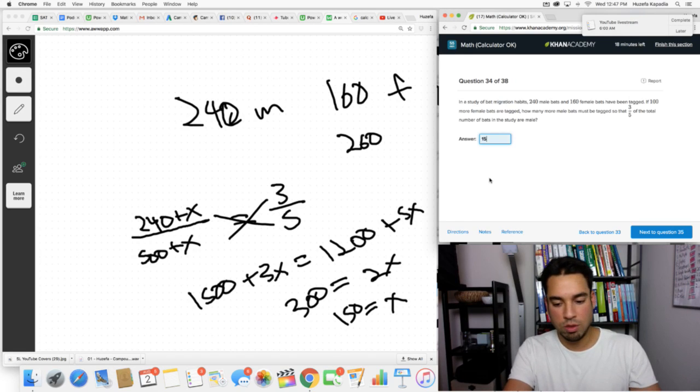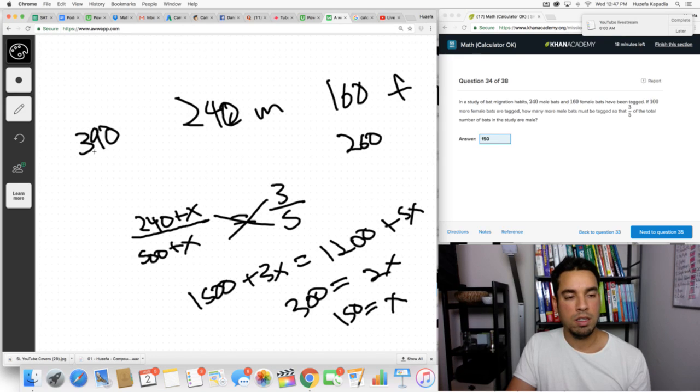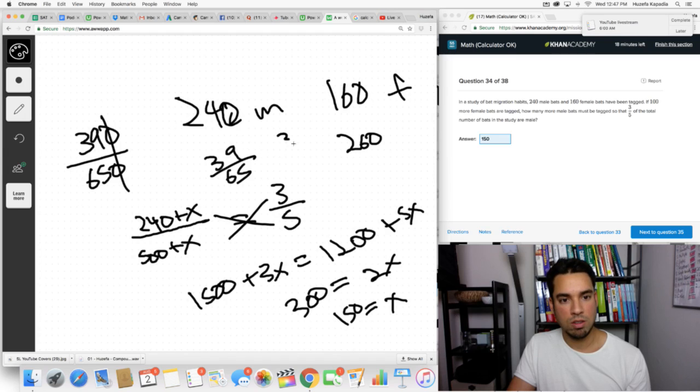We can do a gut check as well. 150 gives us 390 out of 150 plus 500, which is 650. So it's 39 out of 65. Divide both by 13, and that's 3/5.